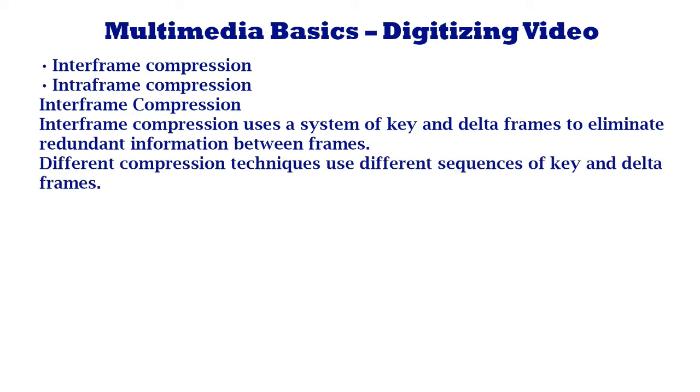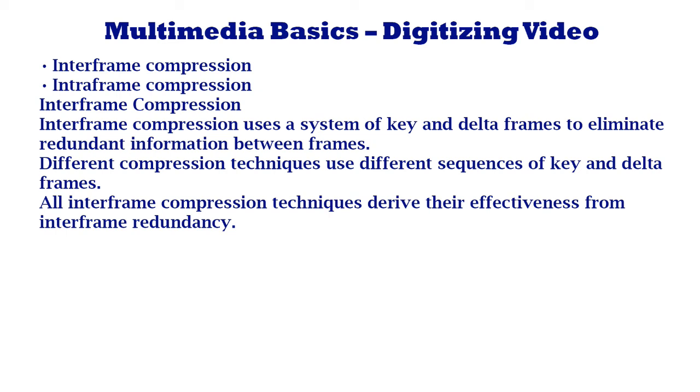Different compression techniques use different sequences of key and delta frames. For example, most Video for Windows codecs calculate interframe differences between sequential delta frames during compression. In this case, only the first delta frame relates to the key frame. Each subsequent delta frame relates to the immediately preceding delta frame. In other compression schemes such as MPEG, all delta frames relate to the preceding key frame.